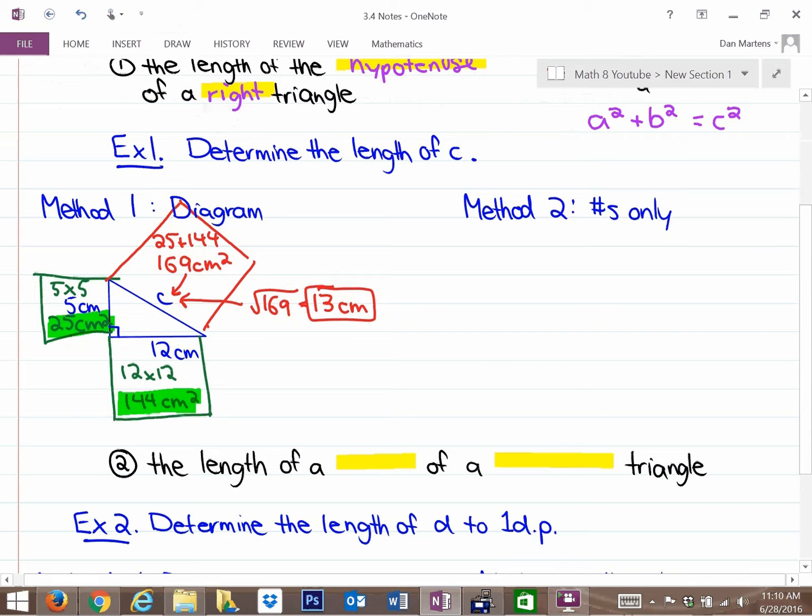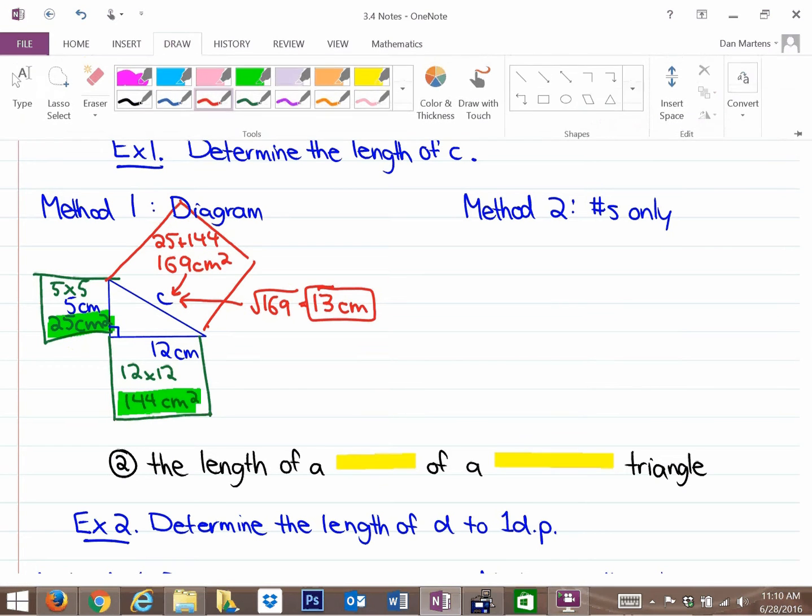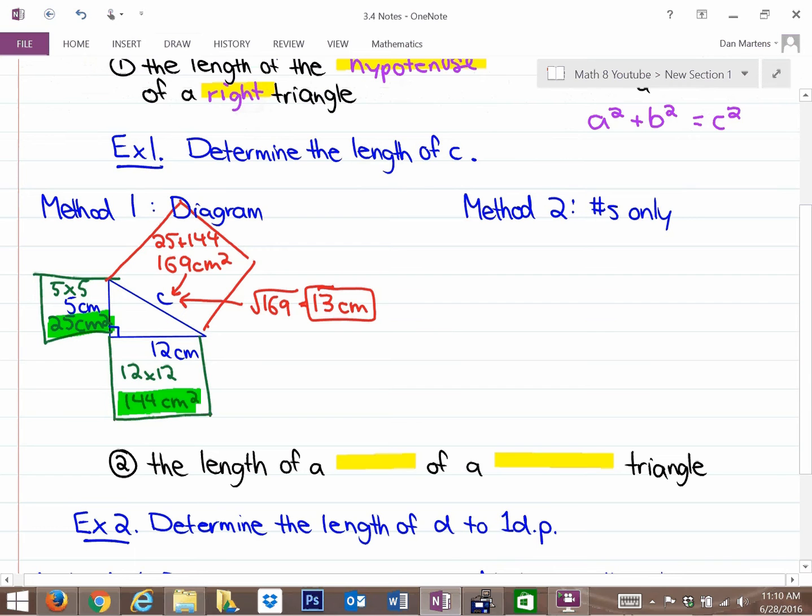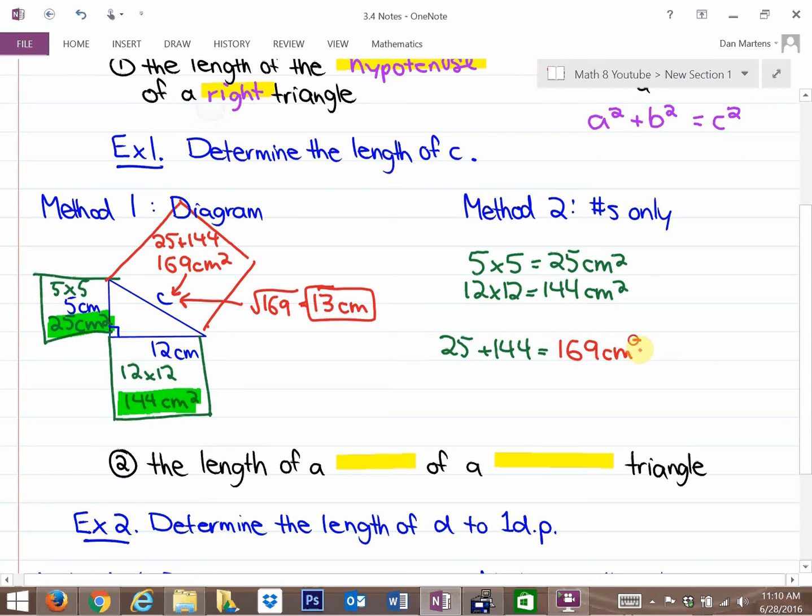Now if you're just using the numbers, you could do the exact same question without having to draw the pictures, and maybe I'll do something similar to that in the next question, but it's the same idea. It should take 4 steps. So 5 times 5 is 25 centimeters squared. 12 times 12 to get the area is 144 centimeters squared. The third step would be adding those two smaller areas, so 25 plus 144 is equivalent to 169 centimeters squared, and then the final step would be to take the square root of 169, which is 13 centimeters. So that's how we can use just numbers or a diagram to solve for the length of the hypotenuse.